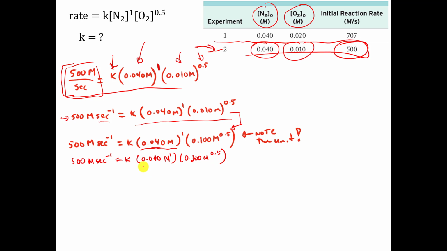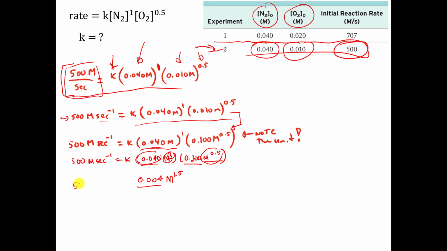And so we can simplify these numbers by multiplying them together. We can do 0.040 times 0.1, and that's going to be 0.004. But we also have to multiply the units together. Molarity to the first power times molarity to the 1/2 power. If you remember from the rules at the very beginning of this collection of lectures, we add the exponents. So it's going to be molarity to the 1.5 power.